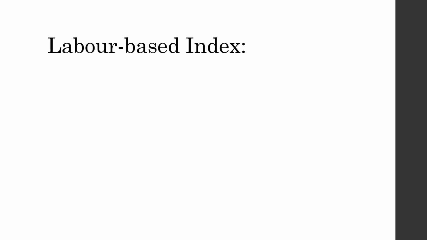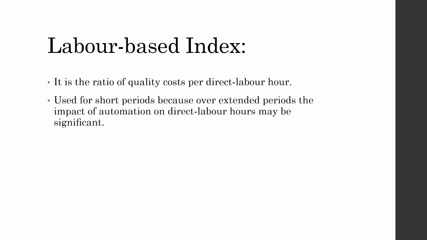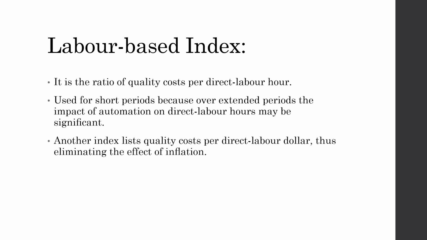One commonly used index is the quality cost per direct labor hour. The information required to compute this index is readily available since the accounting department collects the direct labor data. This index should be used for short periods because over extended periods the impact of automation on direct labor hours may be significant. Another index lists quality costs per direct labor dollar.